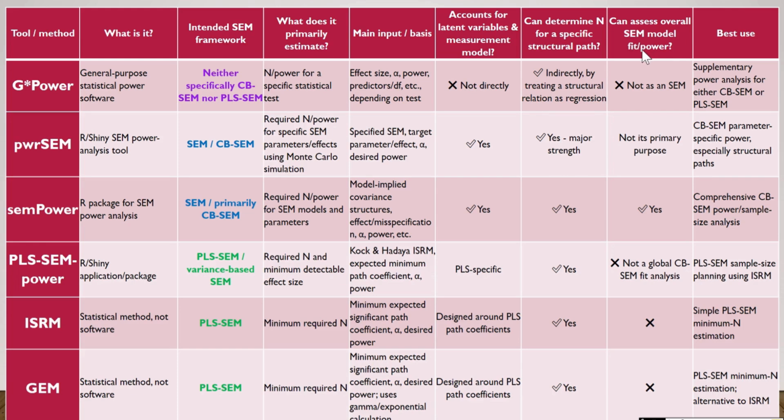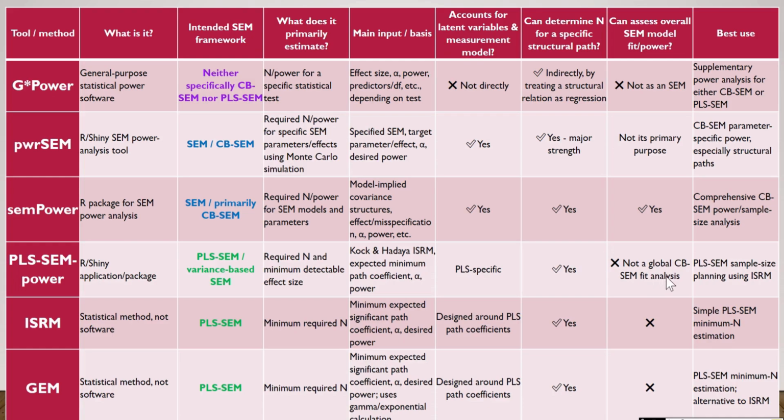Can it assess overall SEM model fit power? So here you see, not as a structural equation modeling, not its primary purpose. The primary purpose of PowerSEM is not to assess the overall SEM model fit or power. But in SEM Power, you can assess the overall SEM model fit or power of the model. In PLS SEM Power, not a global CB-SEM fit analysis, because you are doing PLS SEM where global model fit indices do not apply.